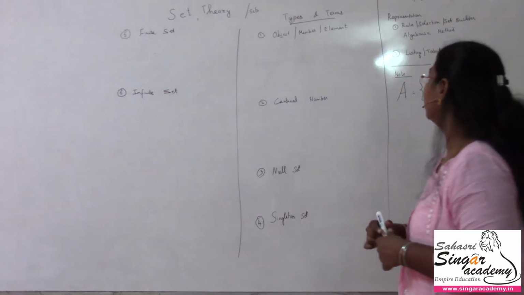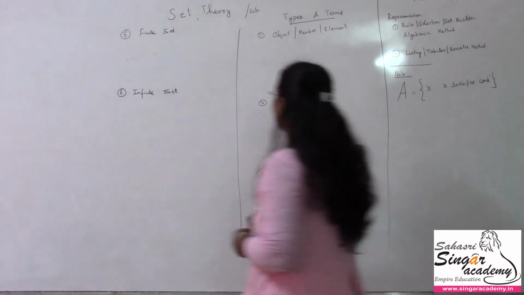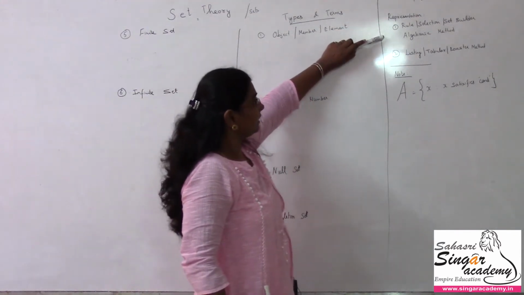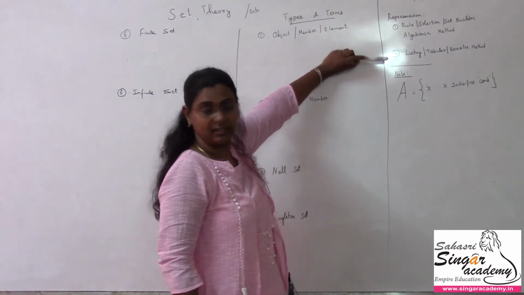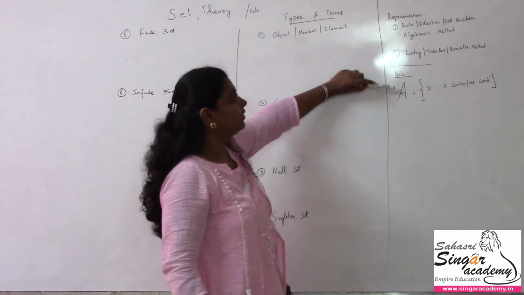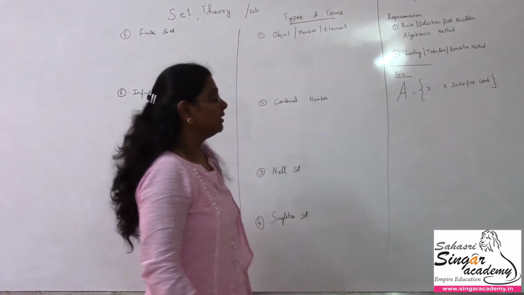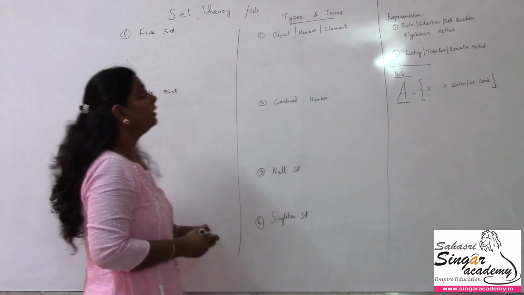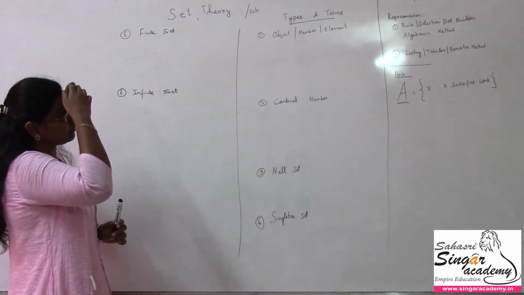Here we'll go for some discussion on types and terms. So far in the earlier video we were discussing the definition of a group, and representation, where there are two types of representation, and the notation used for defining a set. So I just want to have a note on this, we'll use capital E. Okay. Now we'll go for the different set.